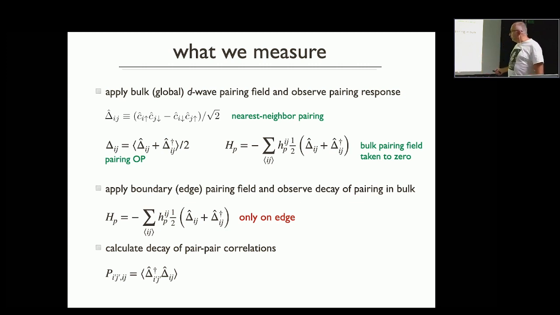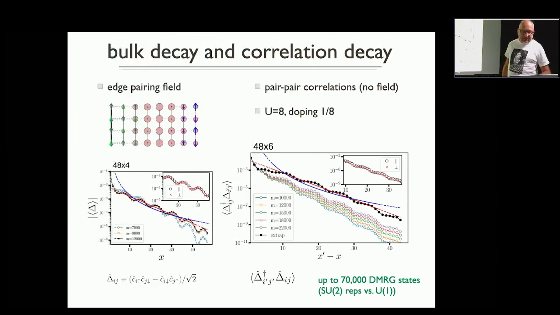Or what we also do, which is numerically by far the hardest, is that we look at the pair-pair correlations. This is much, much harder, because these objects are already small and hard to get, so this is even way harder. Anyways, to show you what DMRG can achieve and what the amount of work involved is, this is a width 6 system at these parameters here. It's a 48 times 6 system.